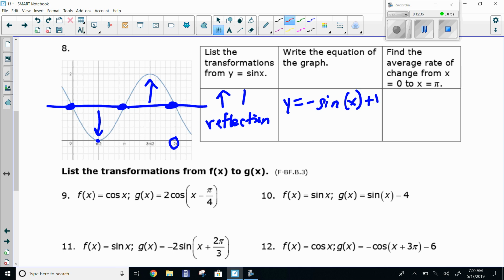Rate of change, again, from 0 to 2. So at 0, it's at 1. And then at x, no, not x equals pi, so pi is the next one. At pi, it's at 1 again. So using y2 minus y1, we'll end up with 1 minus 1 over pi minus 0. And the bottom doesn't even matter because the top is 0, so that means that the overall average rate of change is 0.